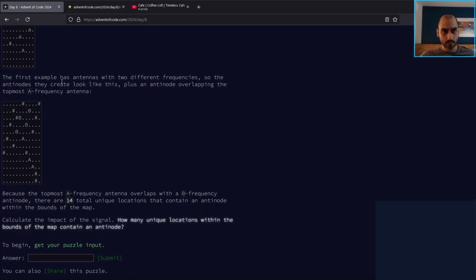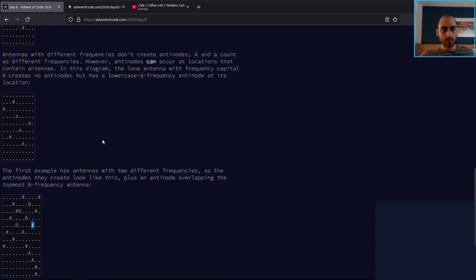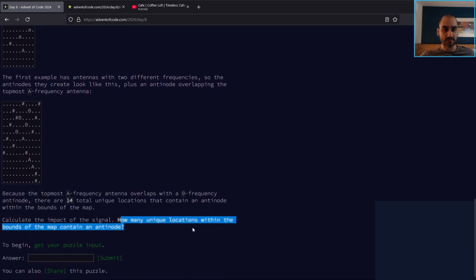And the location you have to... You don't really have to do any checks. They're allowed to be in the same place as other antennas. They're probably allowed to be in the same place as other antinodes as well. It wouldn't matter because we're looking for unique locations. Yeah, so they're allowed to be anywhere.